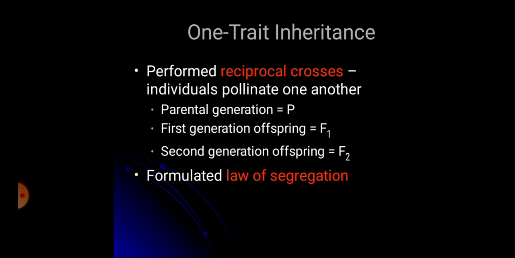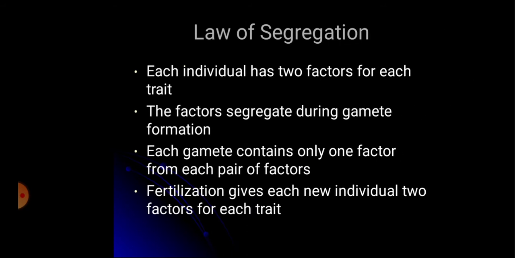Ito po ang law of segregation. Each individual has 2 factors for each trait. The factors segregate during gamete formation. Each gamete contains only one factor from each pair of factors. Fertilization gives each new individual 2 factors for each trait. That is law of segregation.